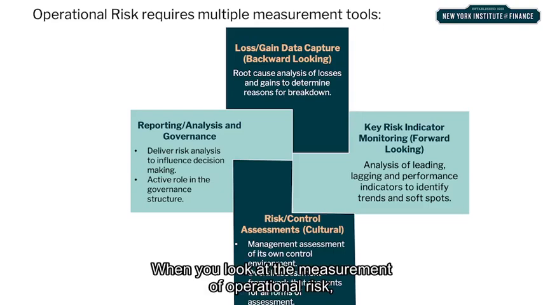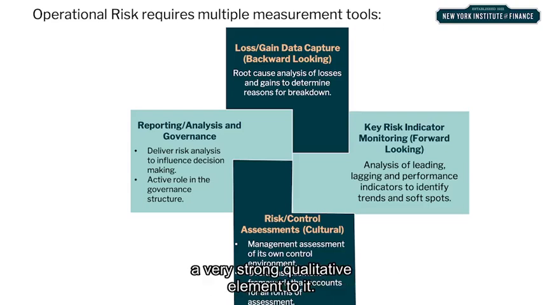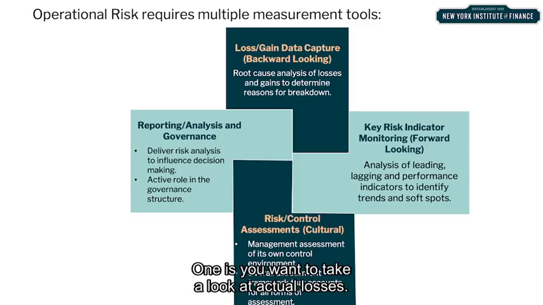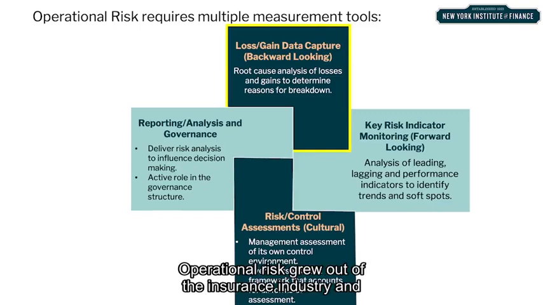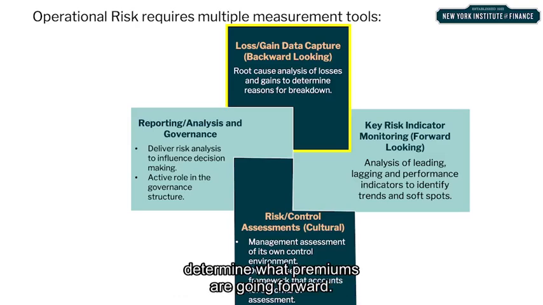When you look at the measurement of operational risk, while operational risk has a very strong qualitative element to it, operational risk also has certain fundamental aspects to it that help us to quantify it. There are really four elements. One is you want to take a look at actual losses, right? So operational risk grew out of the insurance industry, and the insurance industry would use actual losses in order to help determine what premiums are going forward.